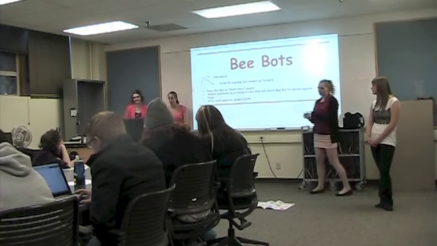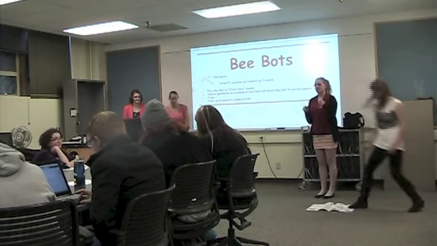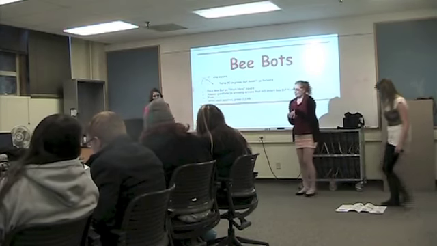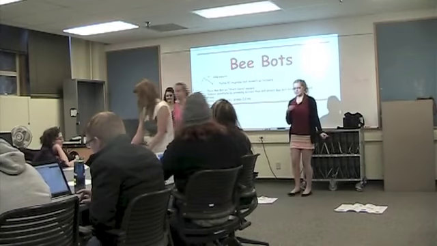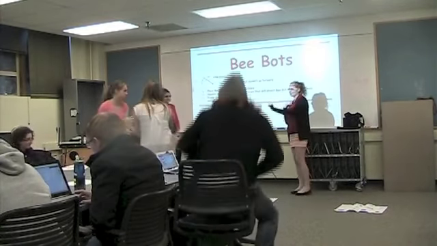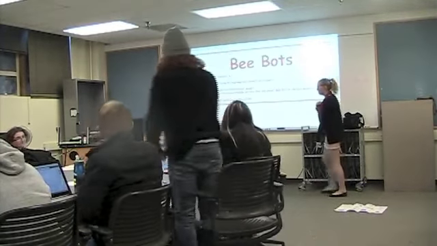Alright, so your B-bots, everyone has been divided into groups by colors. There's a red group, a blue group, and a yellow group. So right now, all the yellow groups could come over here with Shannon, all the red groups can go over here with Emily, and all the blue groups can come over here with Jessica.